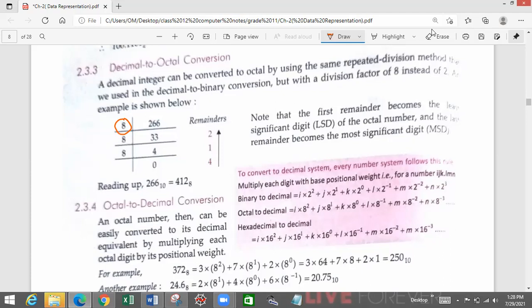So if the number is 266, I can divide it by 8, 33 times, and the remainder I am getting is 2. If you divide 33 by 8, you can divide it 4 times and the remainder will be 1. If you divide this 4 by 8, you can divide it 0 times and the remainder will be 4. We again write from the bottom going up, so we write 412, and then we write the base at the bottom.